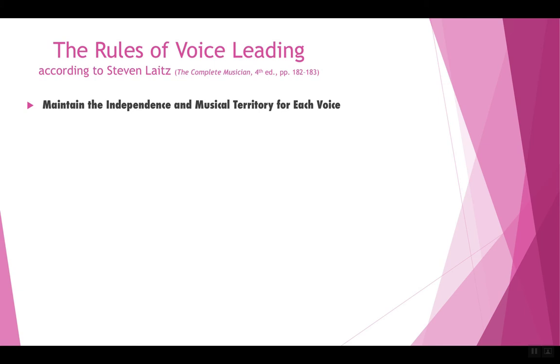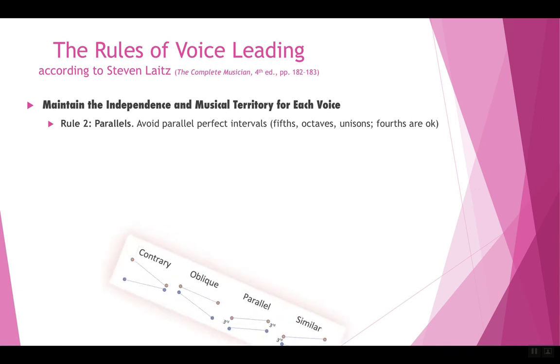Second general category: maintain the independence and musical territory for each voice. Rule two, parallels. Avoid parallel perfect intervals: parallel fifths, octaves, unisons. Fourths, of course, are okay. Parallel fourths are okay, but they're just considered dissonances.